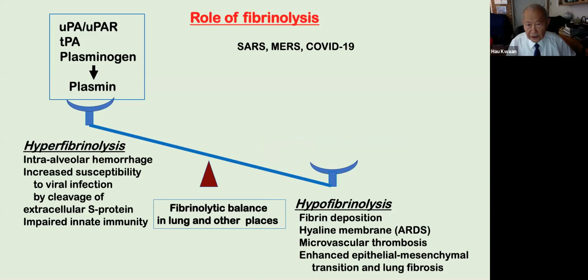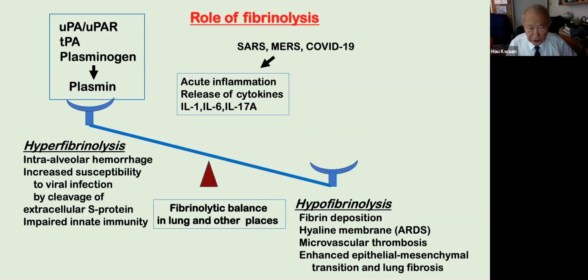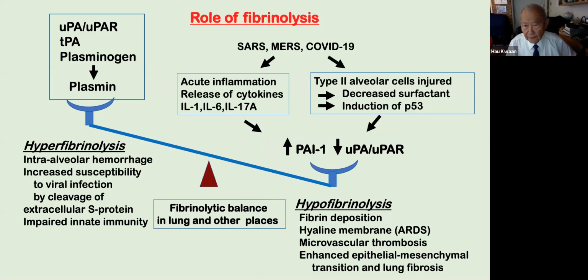So let's look in COVID-19, and the same picture can be seen in SARS and in MERS. There's acute inflammation and release of inflammatory cytokines, and these will cause increase in PAI-1 and decrease in uPA and tPA. At the same time, the virus can also damage, as I mentioned before, the type 2 alveolar cells, which make surfactant. And so there's decreased surfactant in the lung. And surfactant also induces the p53 pathway, causing further increase in PAI-1. So this is one of the few factors that emphasize the role of fibrinolysis.